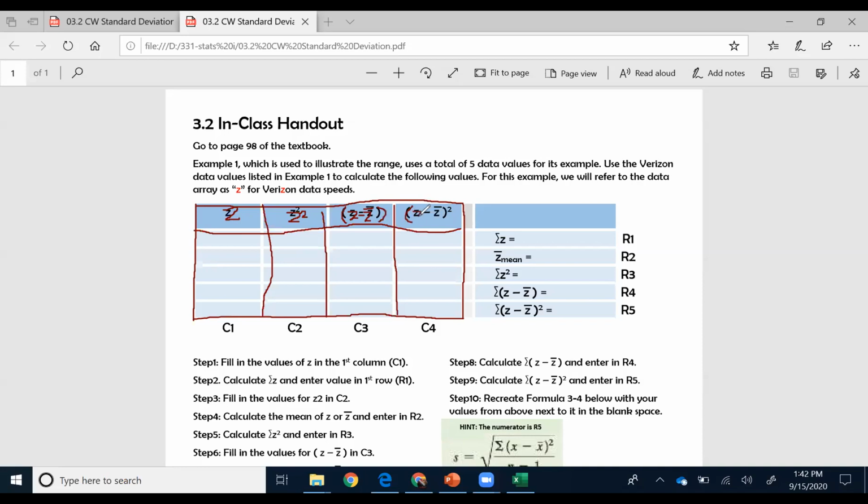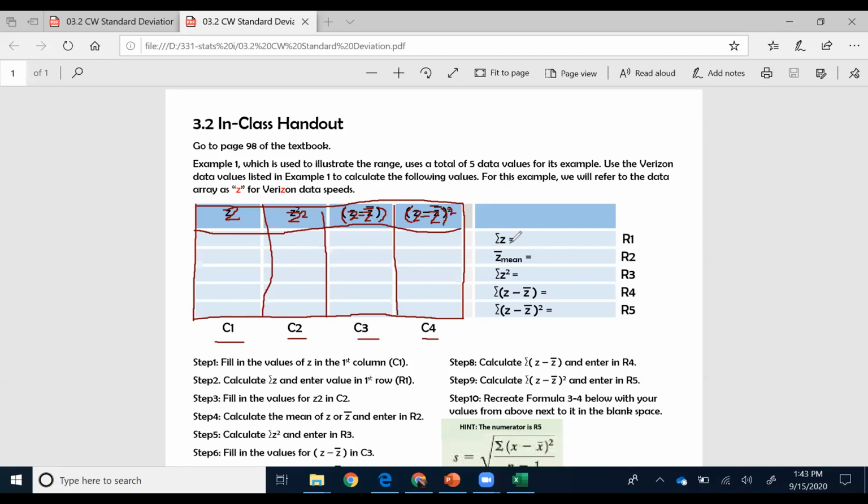Right here, we'll do a Z minus Z bar, and we're going to square it. Now, if you want, you probably should do this C1, C2, C3, and then C4 right there. And then you don't necessarily need a table, but I do want you to write these equations.